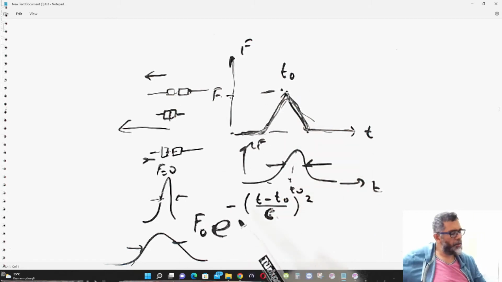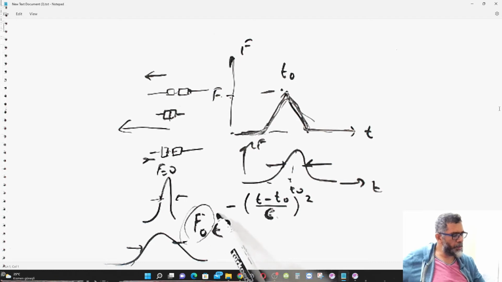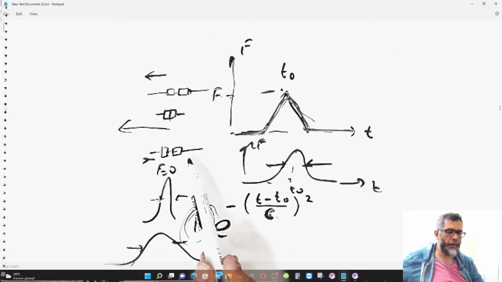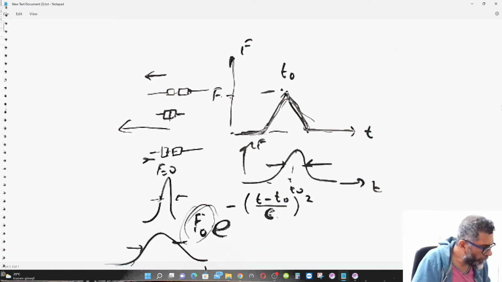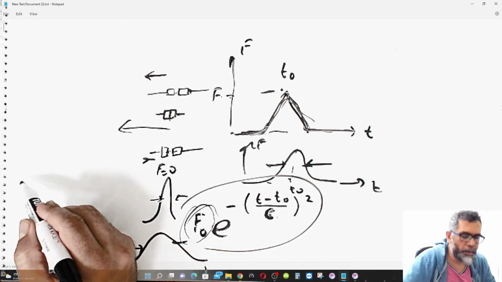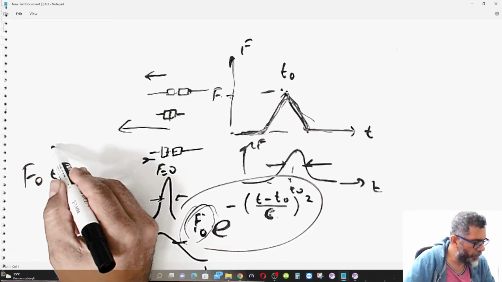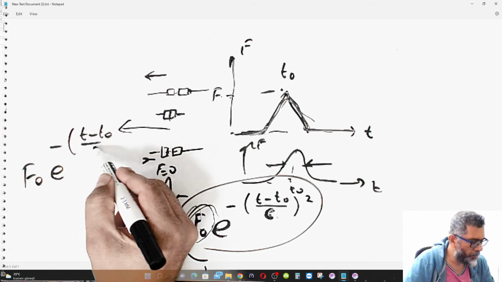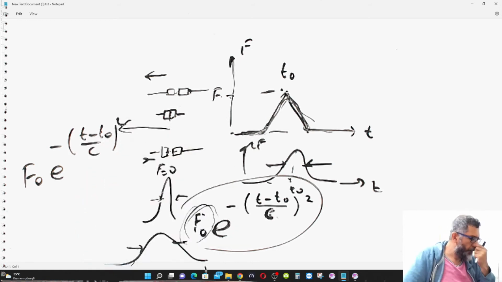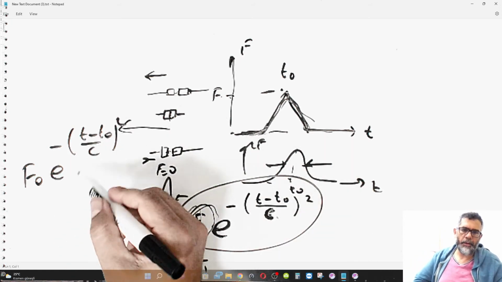Well, you see, after modeling successfully this collision, we will be able to guess what is going to be the maximum force between these two cards during the collision. This model will let us also determine the maximum value of the force happening between these two cards. Okay, so this is our model. I mean, f0 exponential function t minus t0 divided by c squared. Because, you know, bell-shaped curve has this format.